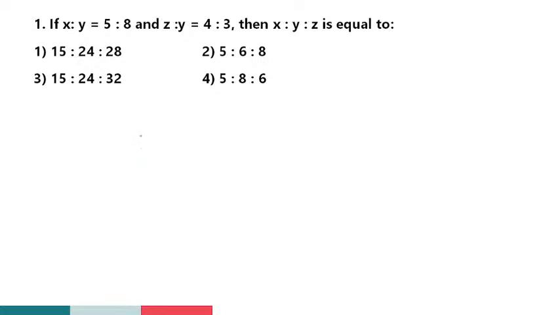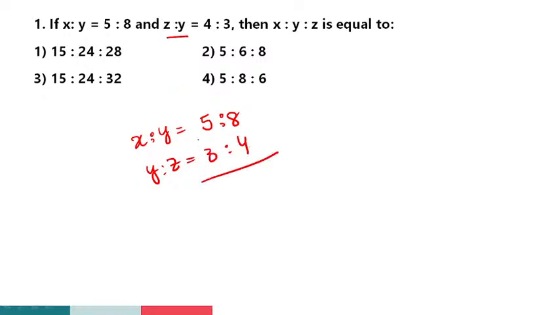Right, the first problem given here: x is to y is equal to 5 is to 8, and it is given z is to y. Okay, it's a reverse, guys. Y is to z is equal to 3 is to 4. If you want to find out the x value, multiply left hand side numbers. 5 threes are 15. Go through option verification. The starting number is 15.